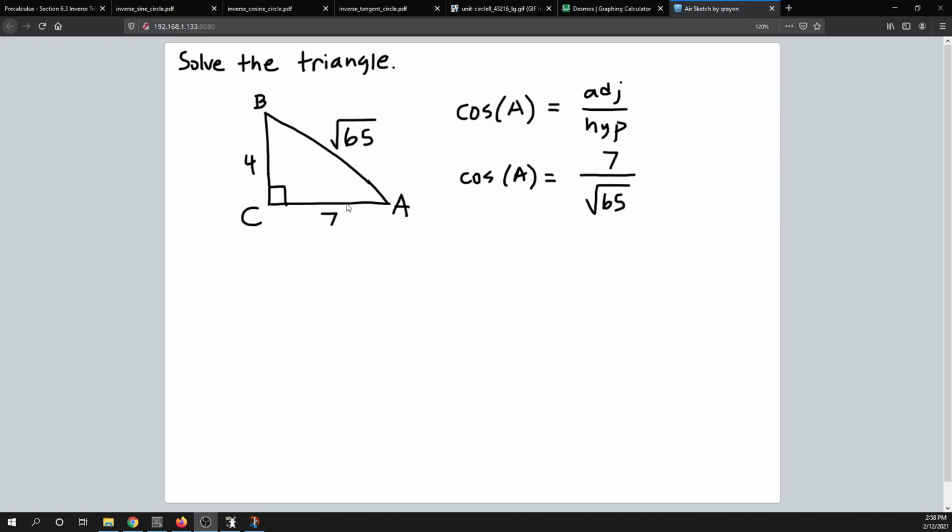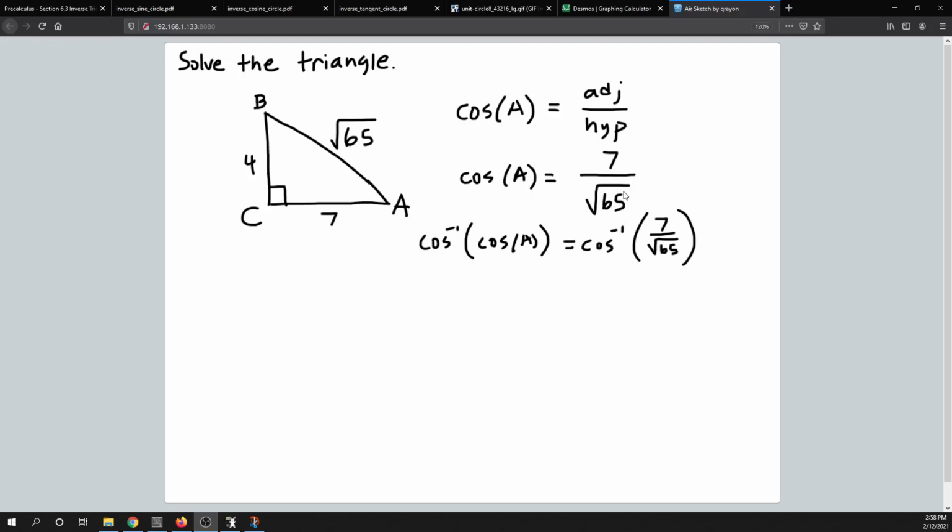All right, and then now we just solve that equation, right? We want to find the measure of angle A. So we take the inverse cosine of both sides. So we take the inverse cosine of cosine A, and that has to be equal to the inverse cosine of 7 divided by square root 65. Now you may be wondering, why didn't you rationalize this? And it's because we're going to have to use the calculator anyway to do this.